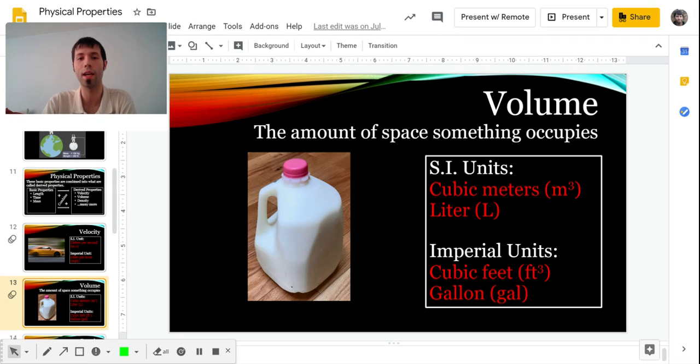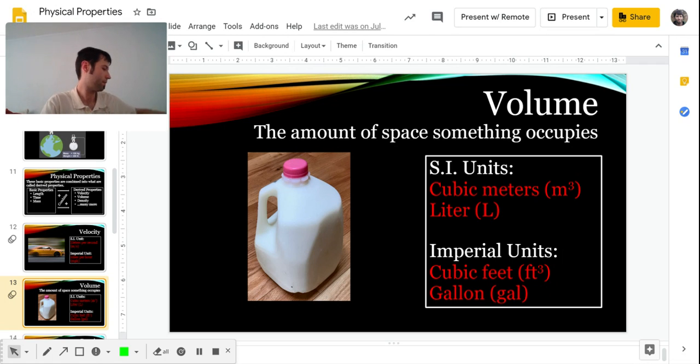If you buy a 2-liter bottle of soda versus a 1-liter bottle of soda, you know that the more liters you have, the more soda you have. Imperial units for volume are cubic feet, or sometimes the gallon, which is why I put the picture of the gallon of milk there, because we're used to seeing that. So when we see the words gallon and liter, we're not talking about weight anymore. We're not talking about mass either. We're talking about how much space something takes up.